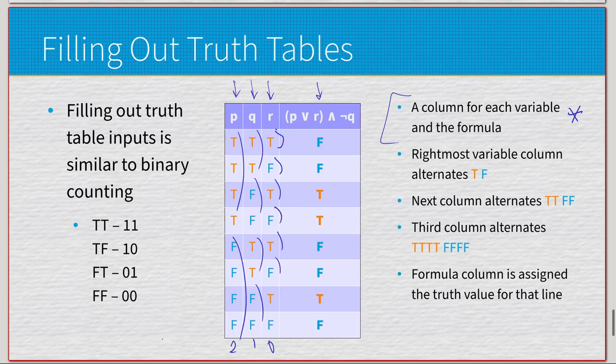But a real quick way is if you want to know the total number of rows that you'll need, then you can do 2 to the n, with n being the number of unique variables in the formula. In our case, we have P, Q, and R, so that's 3.